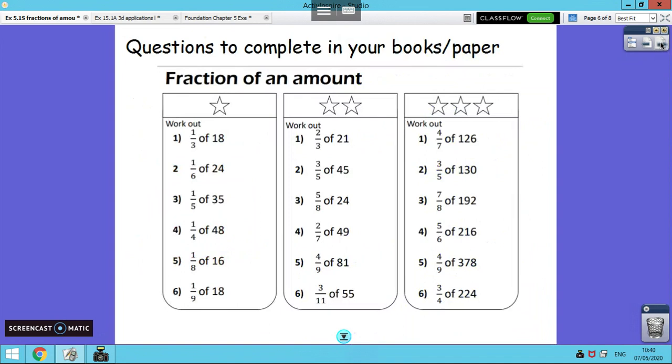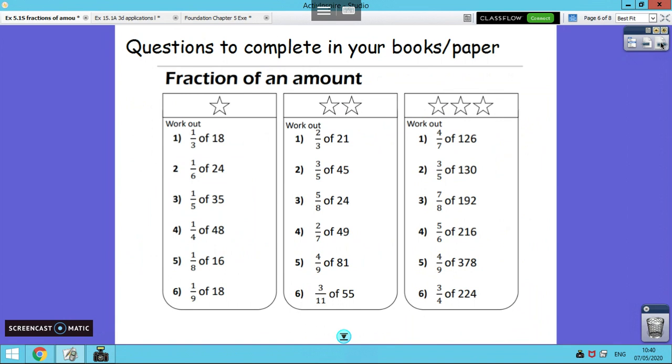So here are the questions that I'd like you to complete. They do get harder, so you start off with your 1 star here, and then just nice 1/3 of 18. That means you would divide by 3 and then times by 1. 1/6 of 24 means you would divide by 6, then times by 1, etc., etc. They get a little bit harder on the 2 stars, but you should be able to do them. Now, 3 stars is for those of you that really want a challenge because they're very, very large numbers.